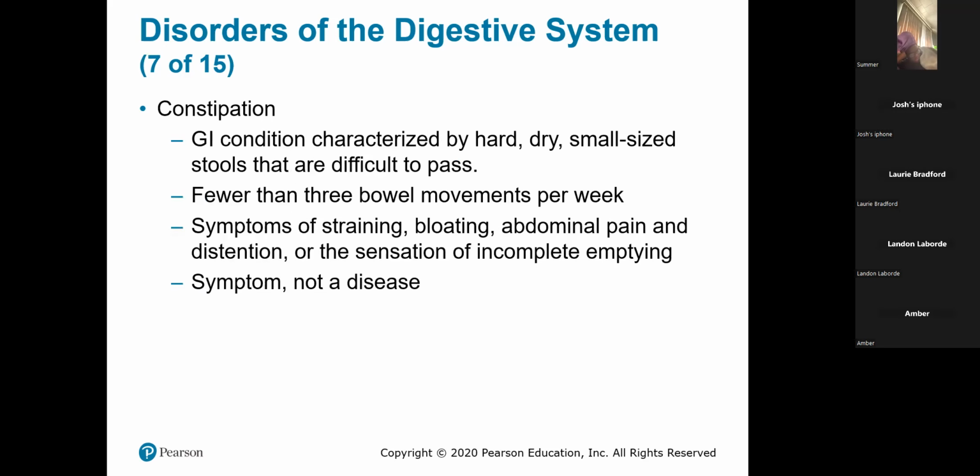And then, of course, the opposite problem is constipation. This is a GI condition that is characterized by hard, dry, small-sized stools that are difficult to pass. Constipation is considered to be fewer than 3 bowel movements per week, and is accompanied by symptoms of straining, bloating. There may be some abdominal pain and even distension because the intestine and colon are starting to swell from that excess backup, or the sensation of incomplete emptying. People feel like they didn't fully go. This is a symptom, though constipation is technically not a disease.